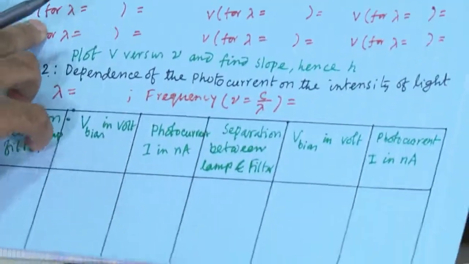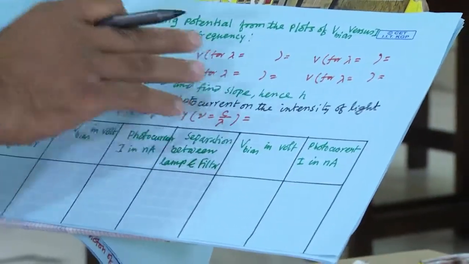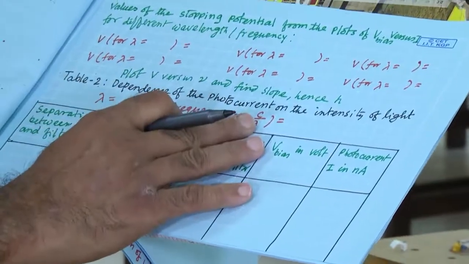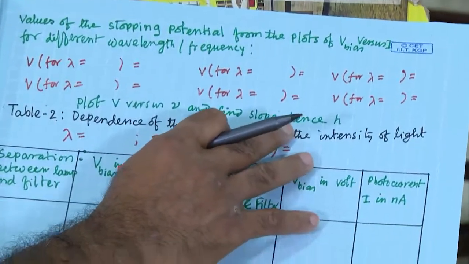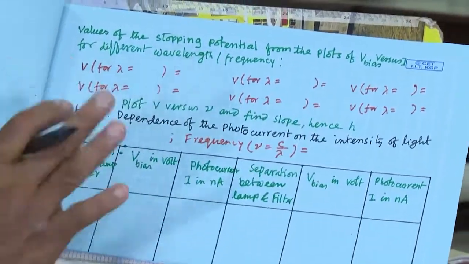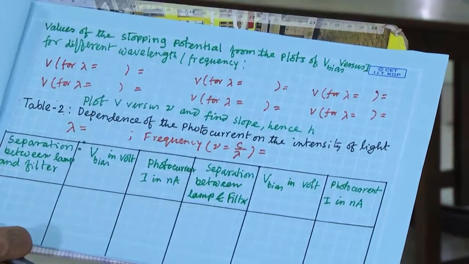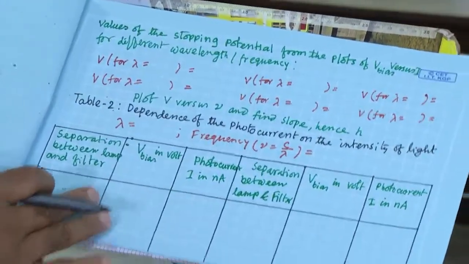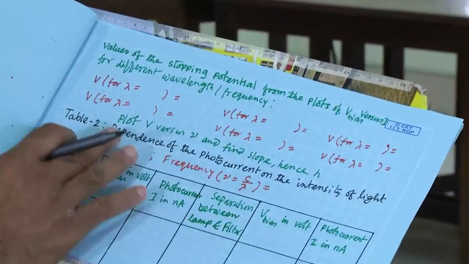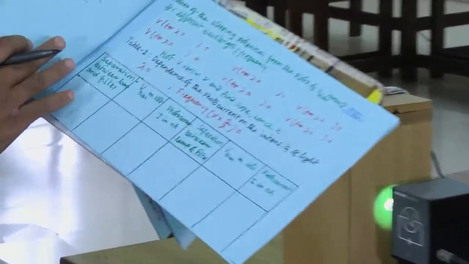We will note this down for all filters and get the stopping voltage versus wavelength, or corresponding frequency. We will plot the graph of V versus nu, and from there we have to find the slope. You must be knowing how. Okay, so this experiment is done, and now I will show you how to study the dependence of photocurrent on the intensity of light.